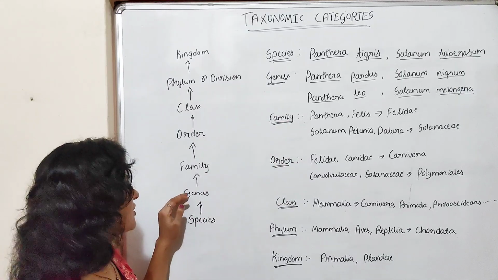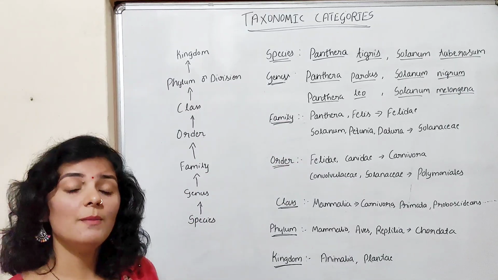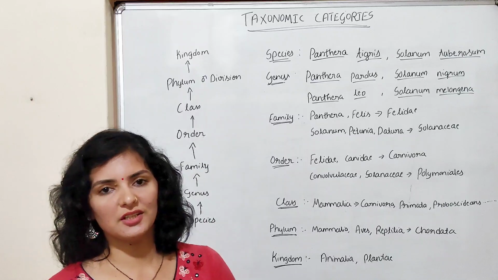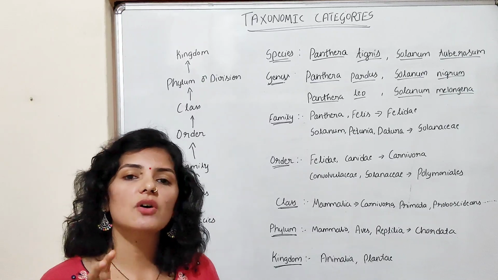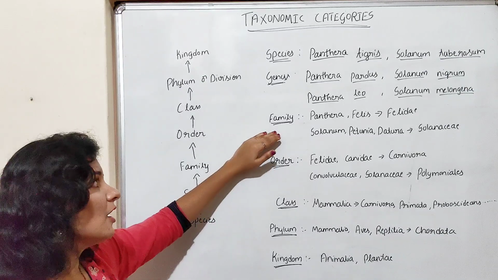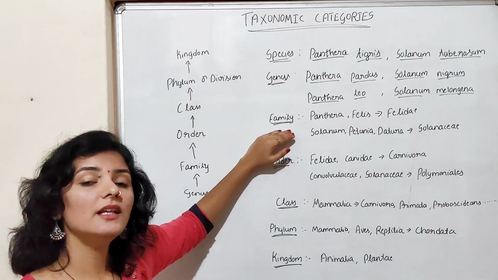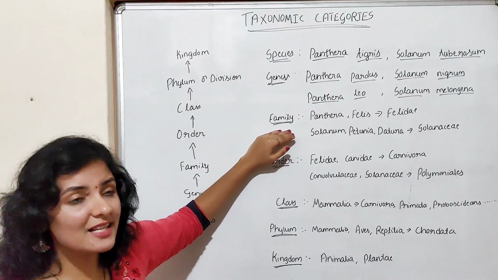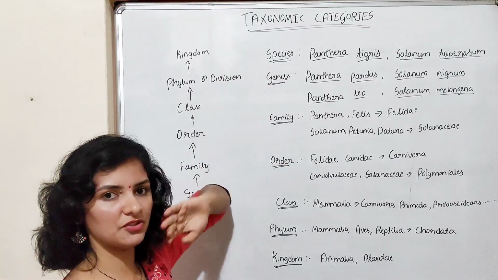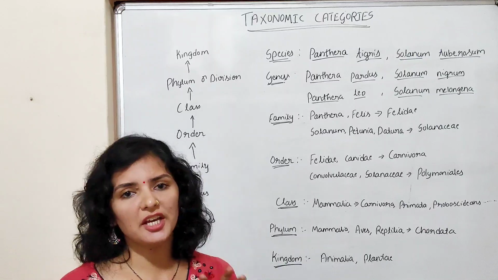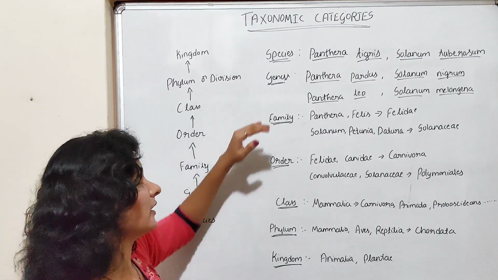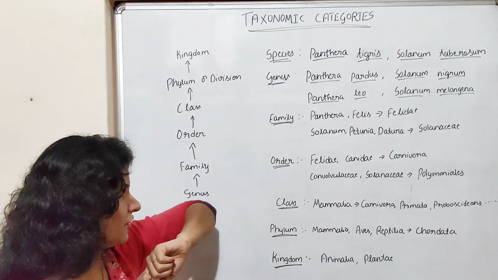Next higher level category is family. Family is a group of related genera grouped together to form a family. In the family, the number of similar characters is less when compared to genus and species, or the common characters shared by the family is less when compared to genus and species.